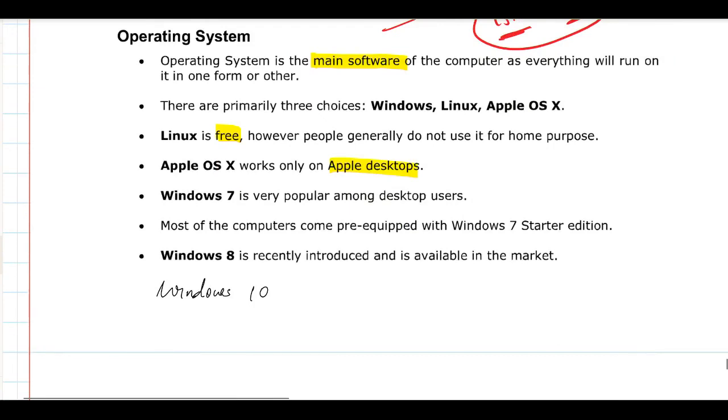Then we talk about the other characteristic that you should look at, which is the operating system.